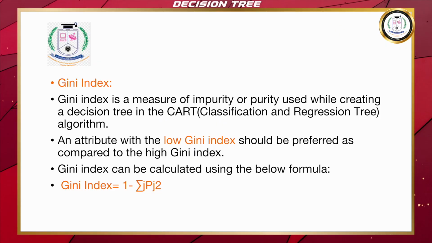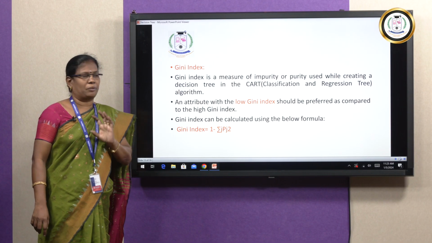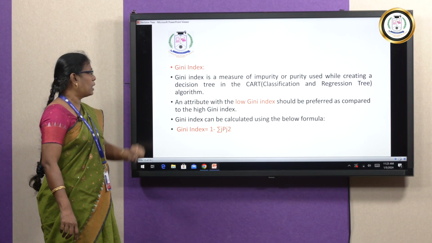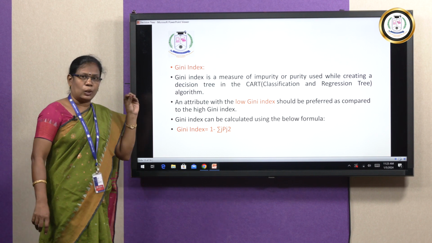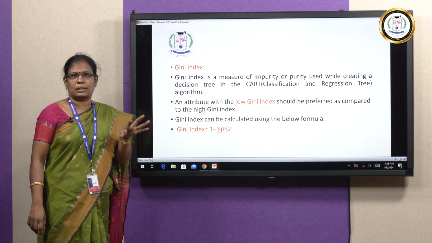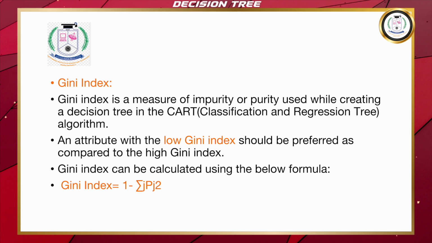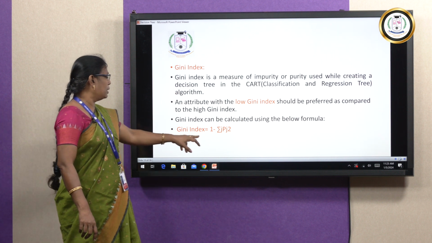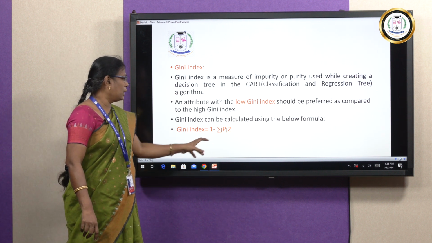The next one is the Gini index. The Gini index is used to find the purity or impurity of each and every attribute with the help of the CART algorithm. If an attribute has a low Gini index, we reject it. If an attribute has a higher Gini index, then we select that attribute for the decision tree. This is given by the equation 1 minus sigma j of pj squared.